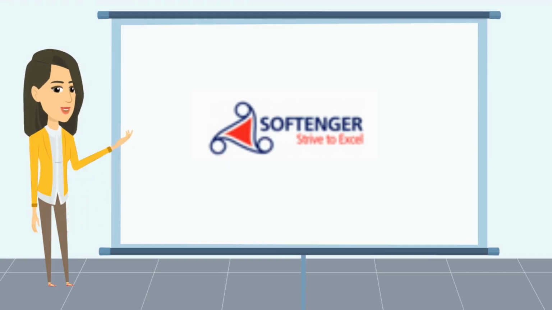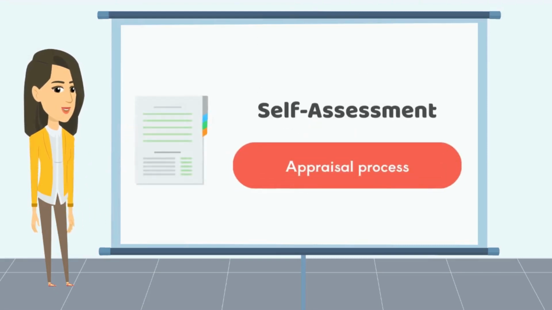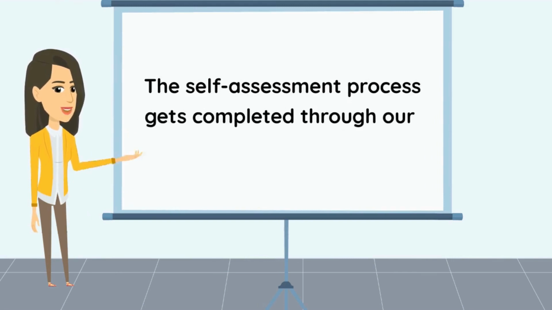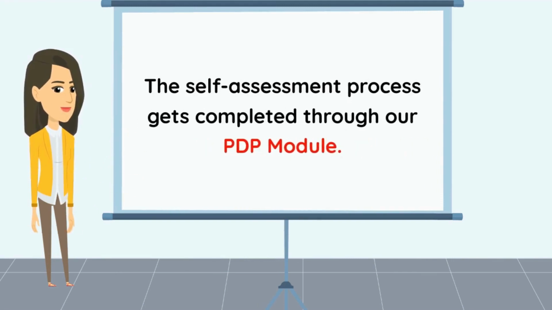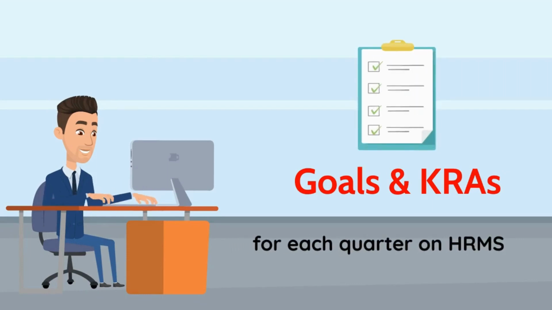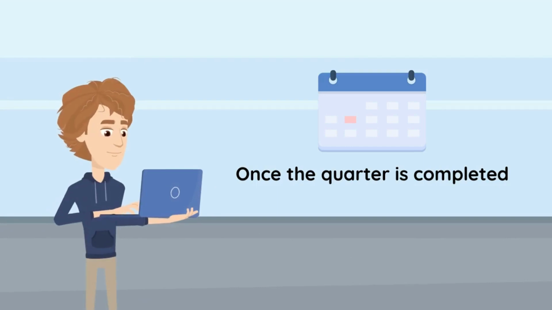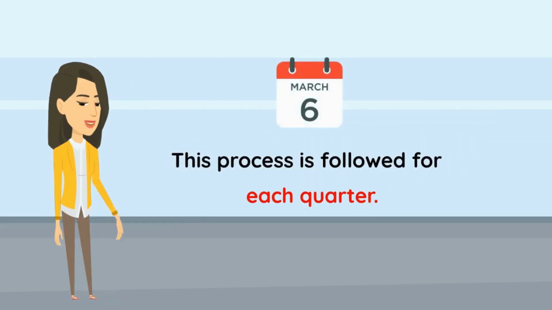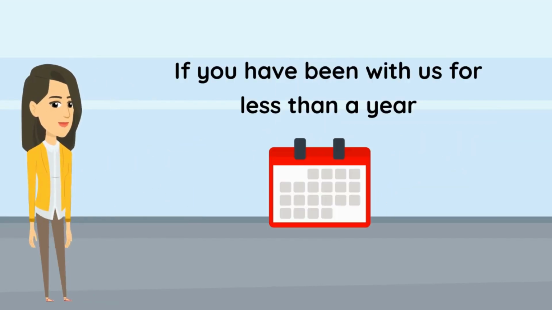Hello all, this video provides inputs about how employees should carry out self-assessment during the appraisal process on our HRMS portal. The self-assessment process gets completed through our PDP module. Your Softinger's reporting manager sets your goals and KRAs for each quarter on HRMS. Once the quarter is completed, employees submit their feedback, goals and KRAs completion status. This process is followed for each quarter.